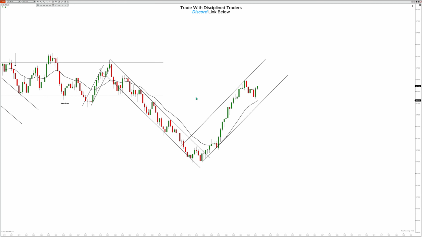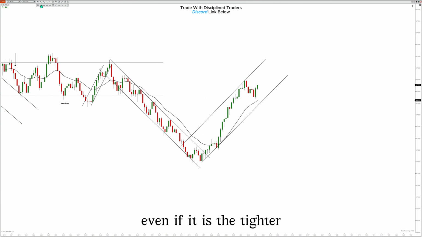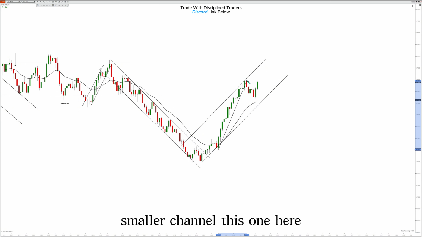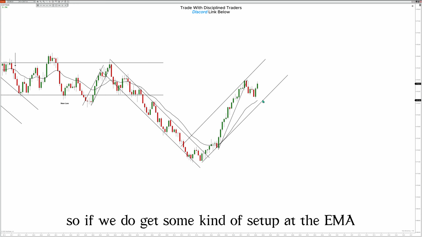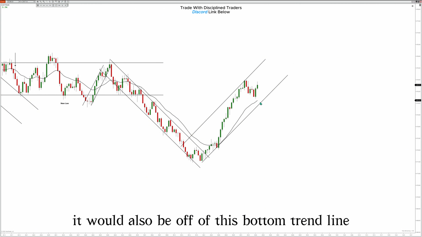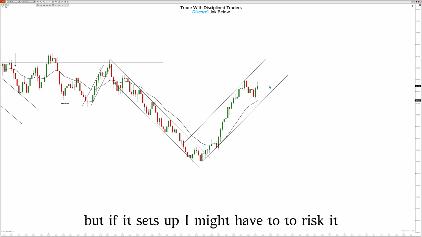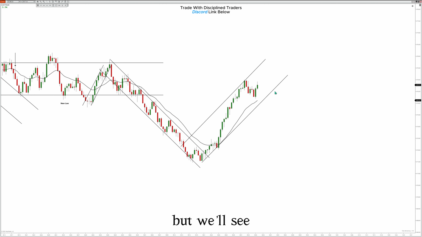Definitely bullish, so maybe we can get some kind of entry at the EMA, even if it is the tighter, smaller channel. This one here. This one needs new high now. So if we do get some kind of setup at the EMA to test new high of this, it would also be off of this bottom trend line. It would be decent. Not my favorite, but if it sets up, I might have to risk it, but we'll see.